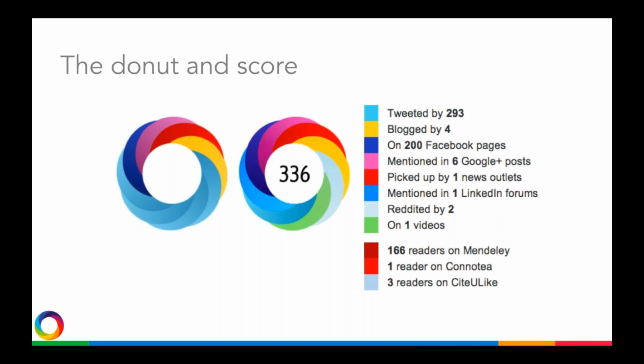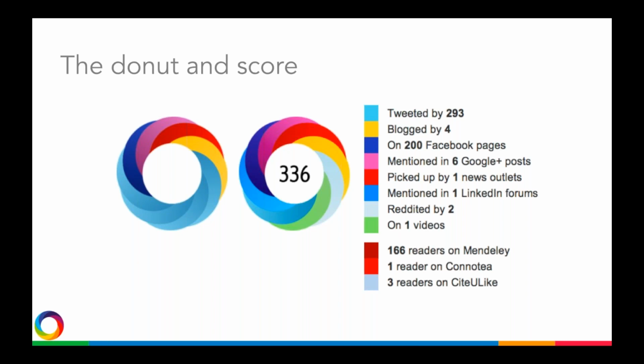So you'll hopefully be able to see here the colors of the donut change to reflect the sources which we found attention for an item in. So for example, if you see a lot of light blue, like here on the left, that means it's been mentioned in a lot of tweets. Red, for example, is always news. Yellow is always blogs. And then the number in the middle is what we call the Altmetric attention score.